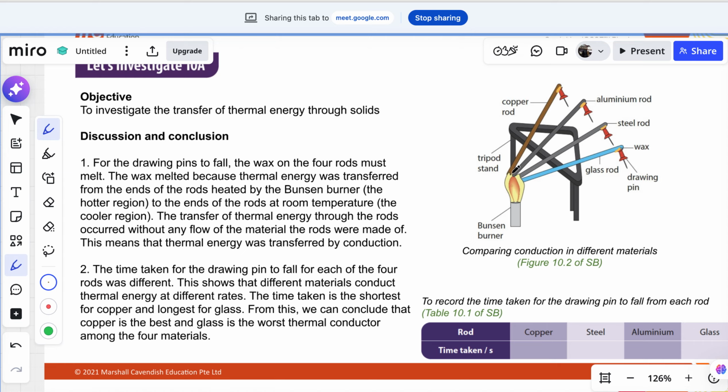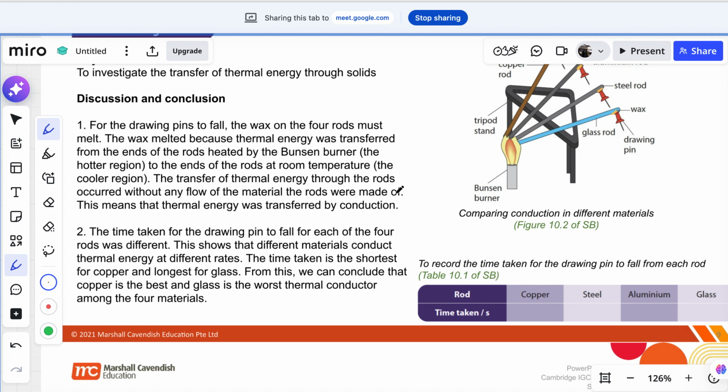Now, the hotter region, the heat will flow to this side. If you are the most conductive, heat will flow fastest to reach the other end. When it reaches the other end, the wax will melt and the pin will fall off. So this is how you report. You describe the explanation: it's faster here. You may not put the values for time, but you explain in the discussion that the time is shortest for copper because thermal conduction is fastest in copper compared to aluminum, then steel, and it's worst in the glass rod.